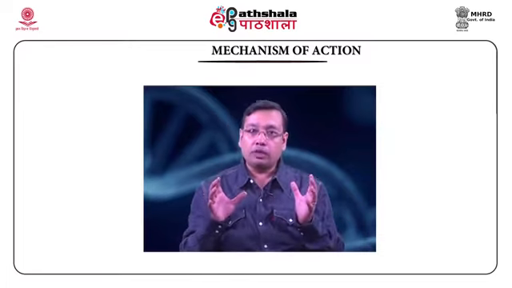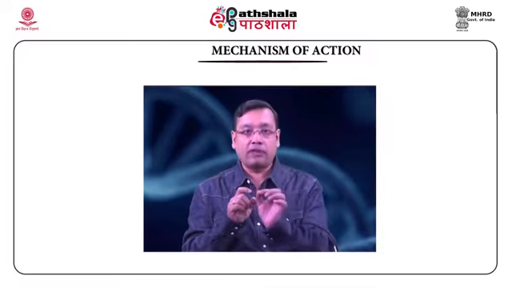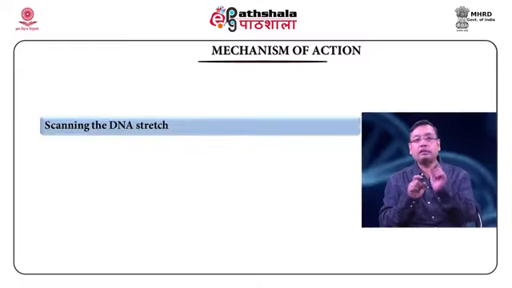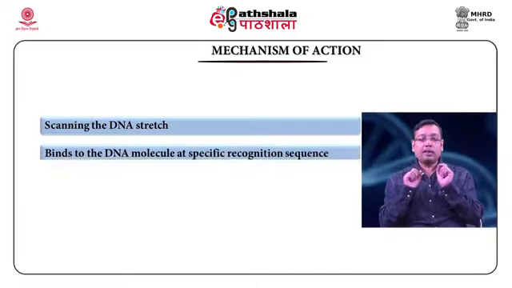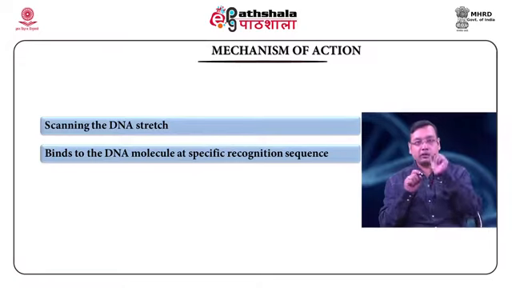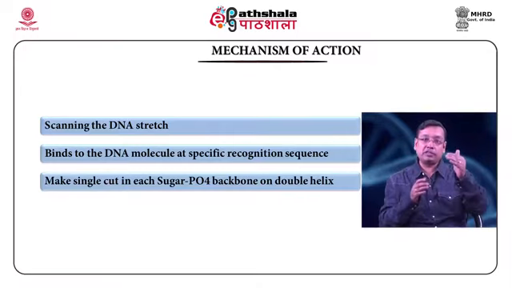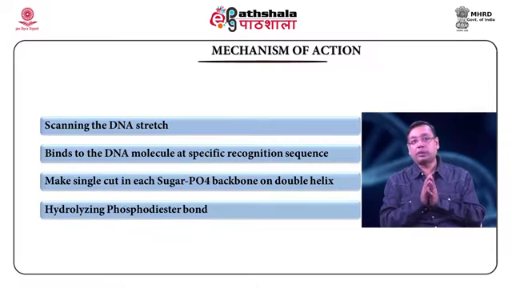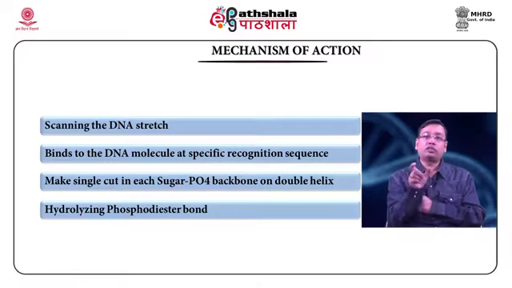Suppose you have a DNA molecule that has to be cleaved, and for that you add the restriction enzyme. What is happening here, these restriction enzymes first recognize their recognition site, which is present in the DNA stretch. Then it binds to that DNA at the recognition sequence. Then it gives a single cut to the sugar phosphate backbone in the double helix, means the sense strand as well as the antisense strand.